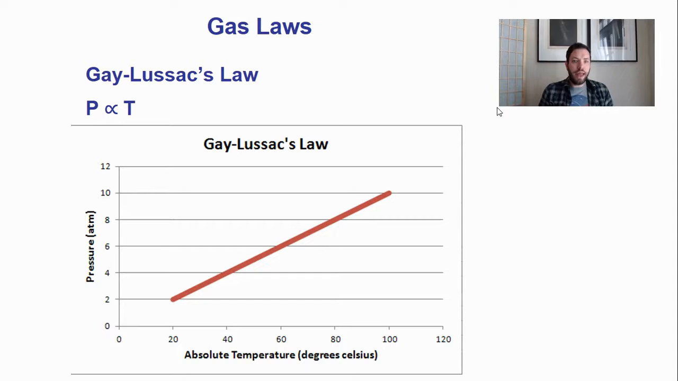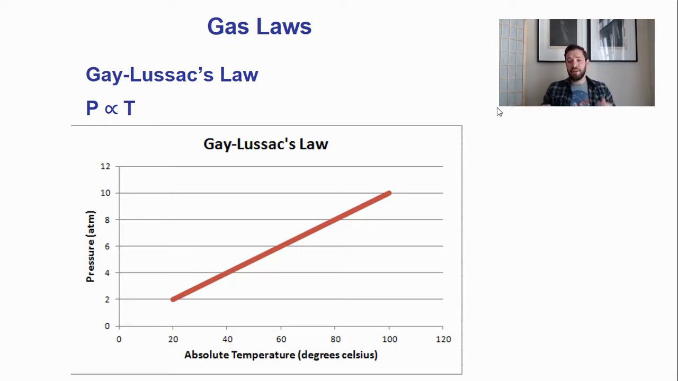So the other gas law that you talk about in chemistry is called Gay-Lussac's law. This tells us that there is a proportional relationship between temperature and pressure. So as the temperature increases in a gas, the pressure of the gas will also increase linearly.